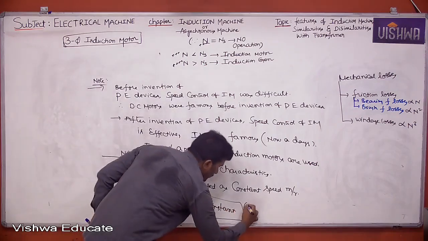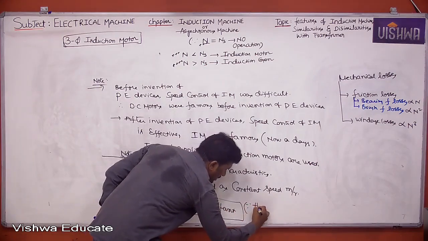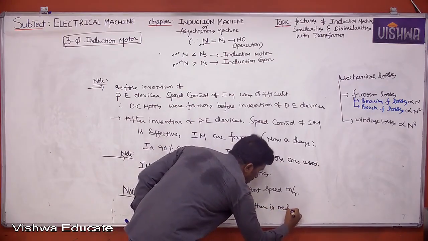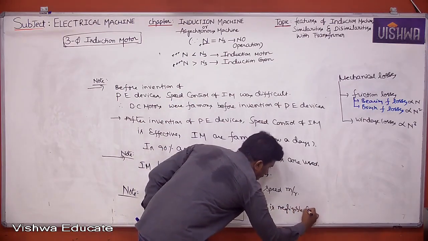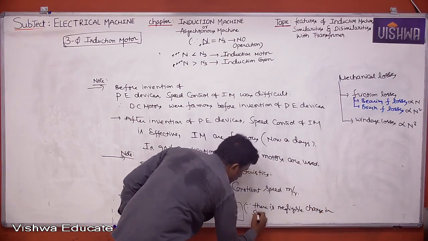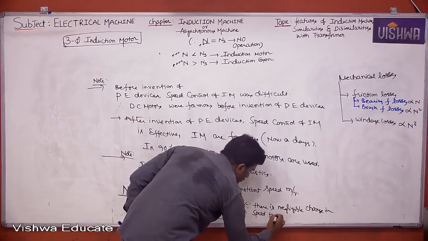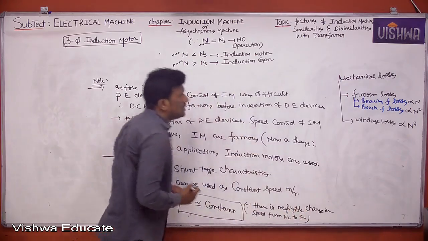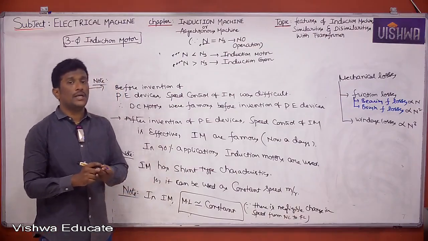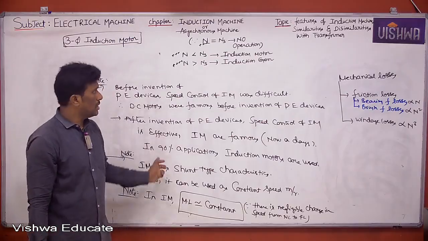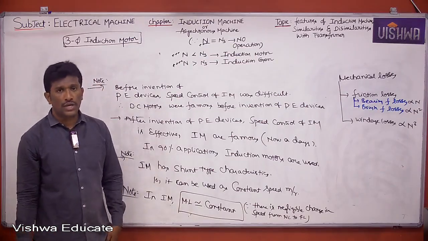Since there is negligible change in speed from no load to full load, the losses which depend on speed can be taken as almost constant in the case of the induction machine. Please note this.